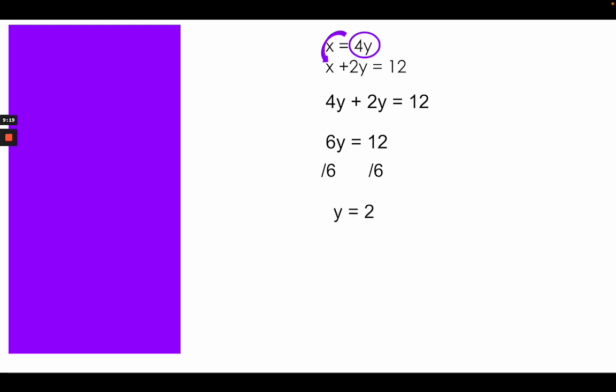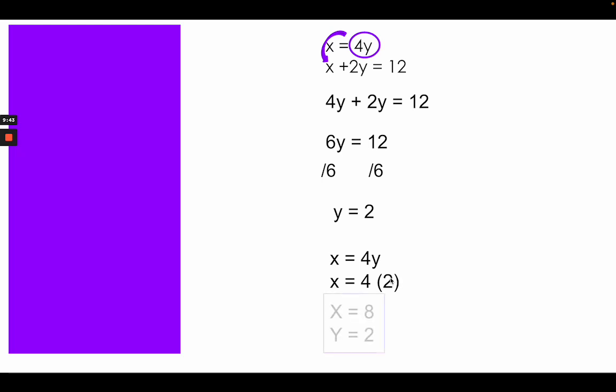Again, we only have one answer so far, y equals 2. But I know that if I was to plug it back into this equation, I could easily find out what x is. So I'm going to rewrite the equation. X equals 4 times y. Again, y is 2, so x equals 4 times 2.